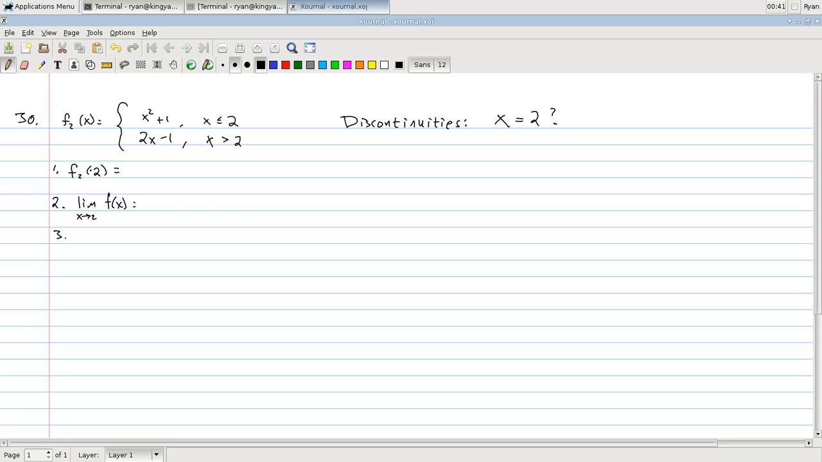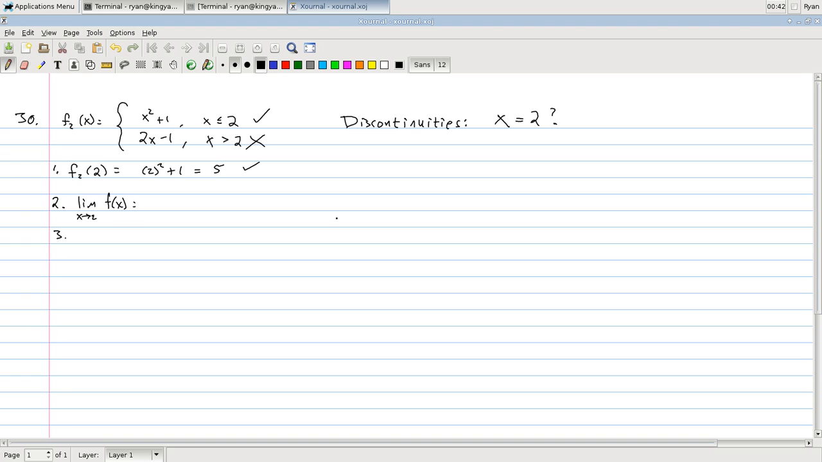So first, we plug in x equals 2 into our function, and we need to look and see which piece that x equals 2 falls into. X equals 2 is not greater than 2, so we won't use this piece of the function. But it is less than or equal to 2, so we will use the first piece. So we can write this as 2 squared plus 1, which gives us 5. So our first step of continuity is satisfied. The function is defined at x equals 2.